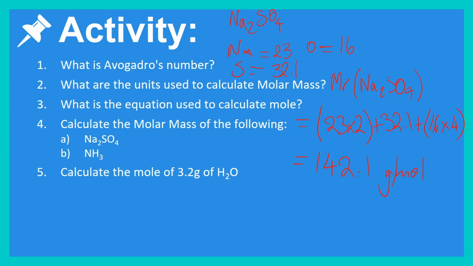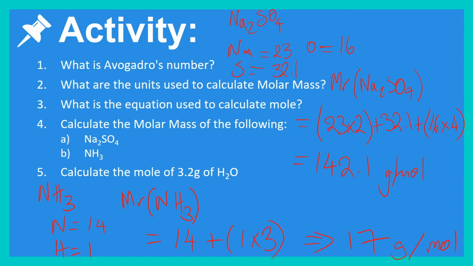I'm just going to do the other one down the bottom here, which is NH3. You need to know for nitrogen and for hydrogen. Hydrogen, hopefully you remember, is 1, and nitrogen is 14. So the molar mass of NH3 is equal to 14 for nitrogen plus 1 for hydrogen, but that's got to be times 3, so we'll do it like that. And this gives you 17 grams per mole. Alright, so that is the molar mass of those 2 there.